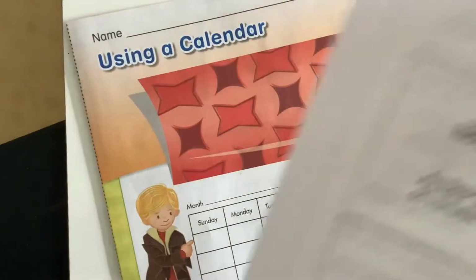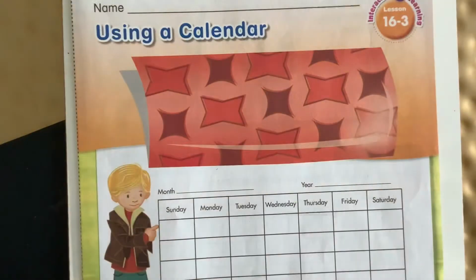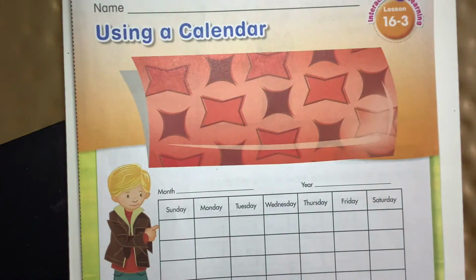So if you ever have any vocabulary words that you don't remember what they are or how to spell them, go ahead and keep looking at that. And remember, that's one thing that you can actually tear out of your packet and keep just for review. So that is yours. So, let me turn my light here. Okay, so using a calendar.